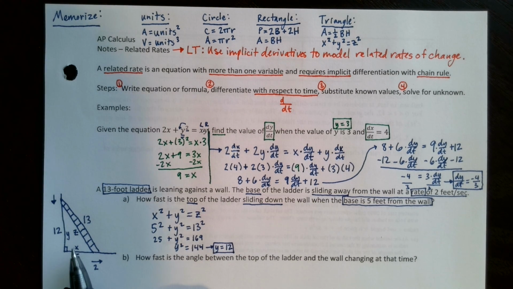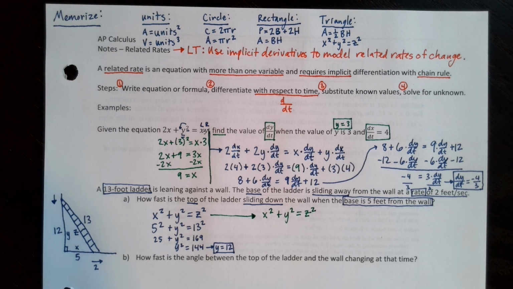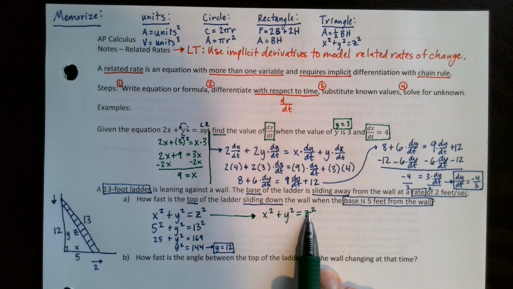So I labeled my triangle as horizontal is x, which is 5. The hypotenuse z is 13. I used the Pythagorean theorem to solve and found that the y vertical length would be 12. So while Pythagorean helped me find the dimensions of the triangle, when we start looking for the rates of the triangle, we'll have to use Pythagorean by taking the derivative of it with respect to time.